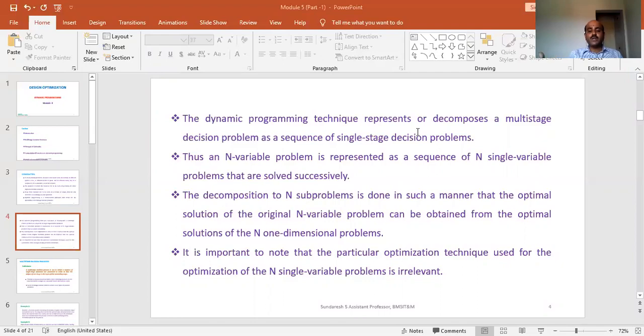It is important to note that the particular optimization technique used for the optimization of the n single variable problems is irrelevant. In the sense, what technique we use for a particular optimization will be different for different single variable problems.